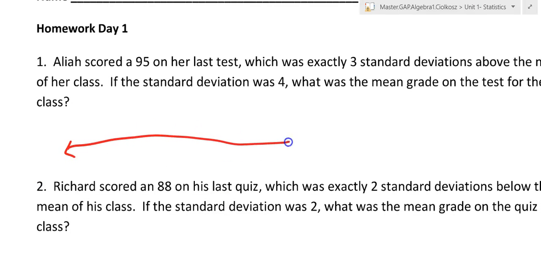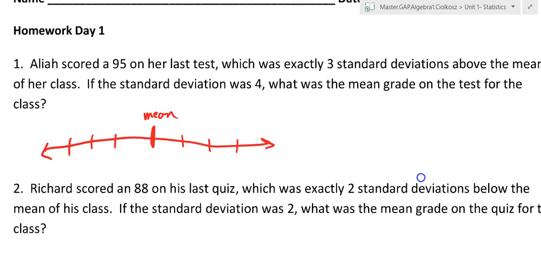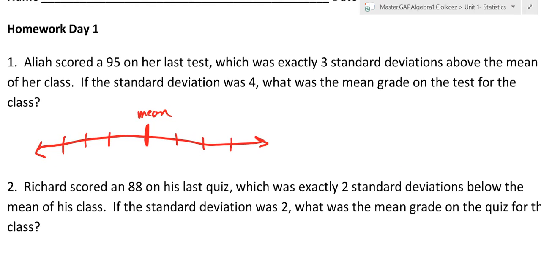So we'll just go with a number line. We don't need to draw the curve. You can, but it doesn't make a difference. So our middle is our mean. So I'm just going to go ahead and call that the mean. And then I know I have 3 going in each direction. This is kind of the go-to number line for all of these problems. Alright, so let's see what we know here. Aaliyah scored a 95, and she was exactly 3 standard deviations above. So 1, 2, 3. So here's her 95. That's our person here, Aaliyah.